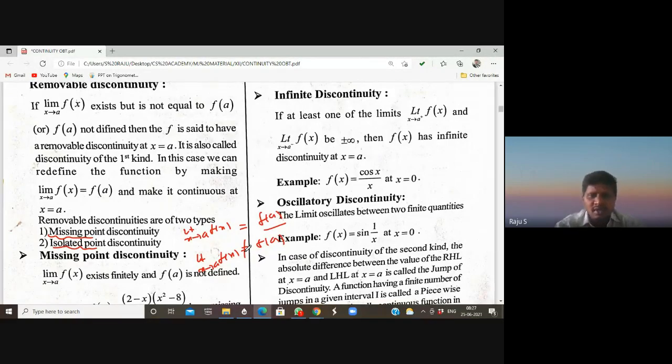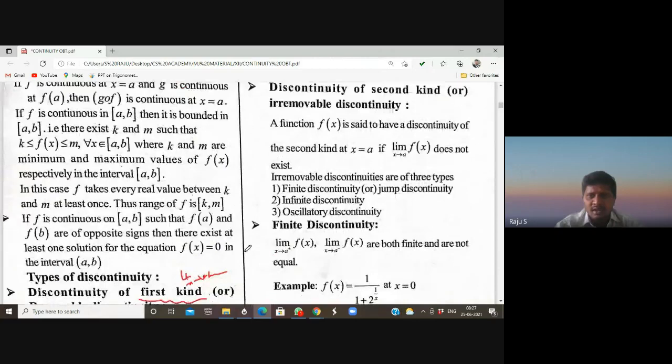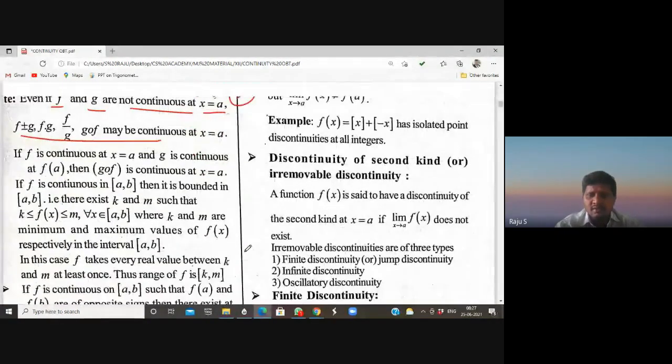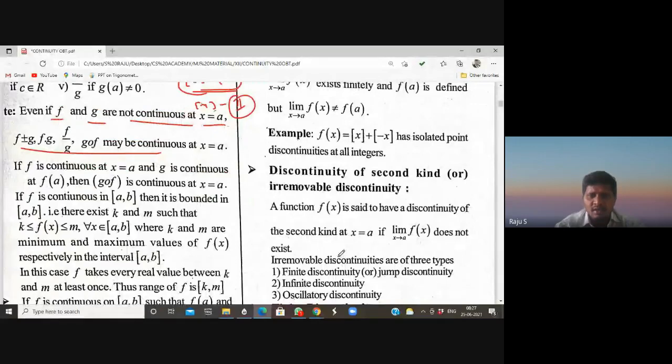And coming to the second kind, we have already seen. The second kind has three types: finite, infinite, and oscillatory. That I already explained to you.